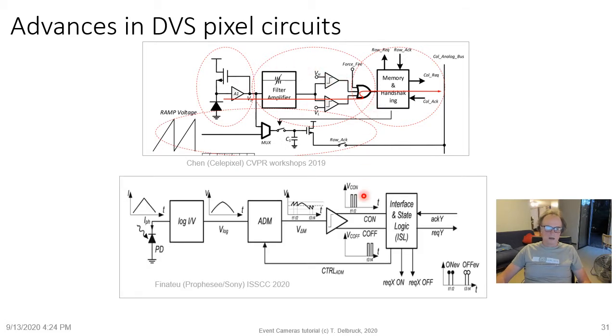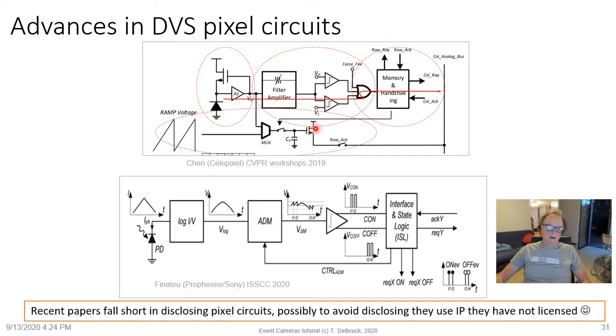Another example of a recent design that was published in ISSCC is the Prophesee Sony paper from ISSCC 2020. Again, they have a logarithmic front end, followed by an asynchronous delta modulator, basically this circuit here, followed by this undisclosed comparator and some logic. Again, they don't really disclose what the circuits are, so it's hard to say what's going on there. It's possible they may not disclose this stuff here and here because they fall short in disclosing the pixel circuit, possibly to avoid disclosing they use IP that they haven't licensed in these spin-off companies.